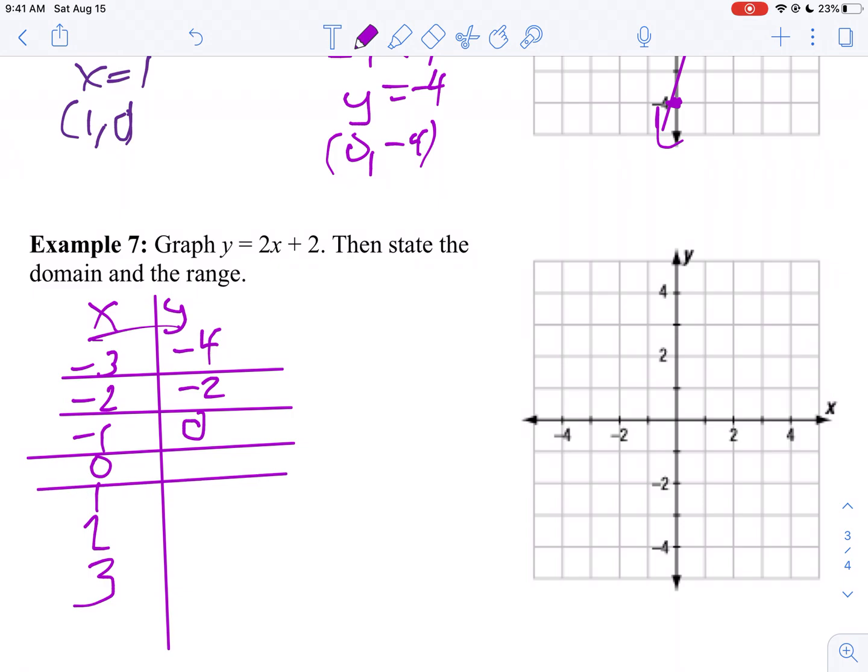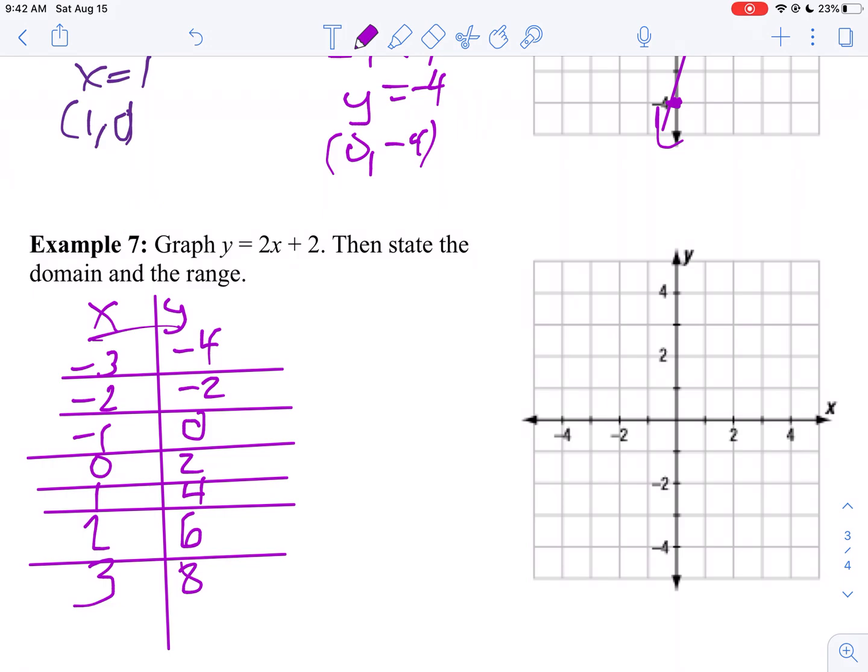Nice things happen at 0. 2 times 0 is 0, plus 2 is 2. Let's try 1. 2 times 1 is 2, plus 2 is 4. Let's try 2. 2 times 2 is 4, plus 2 is 6. 2 times 3 is 6, plus 2 is 8. Do you see how they go up by 2 every single time? That's what makes it linear.